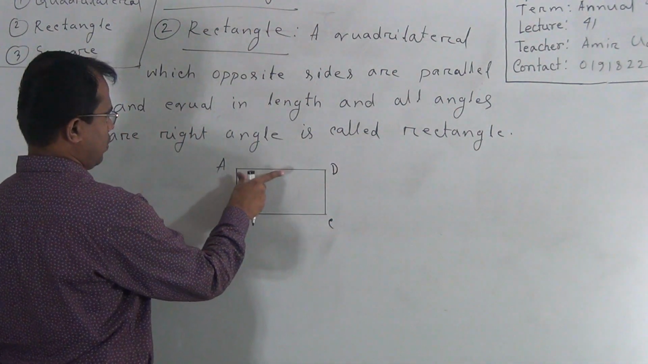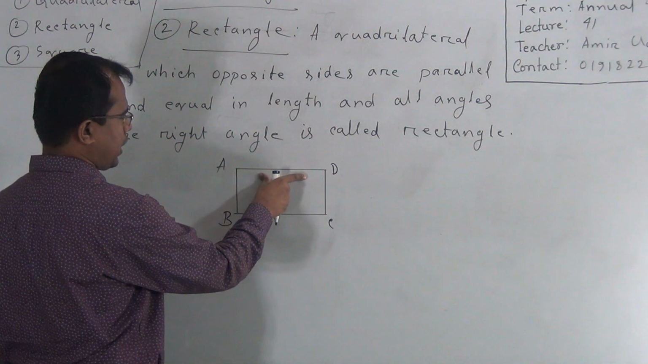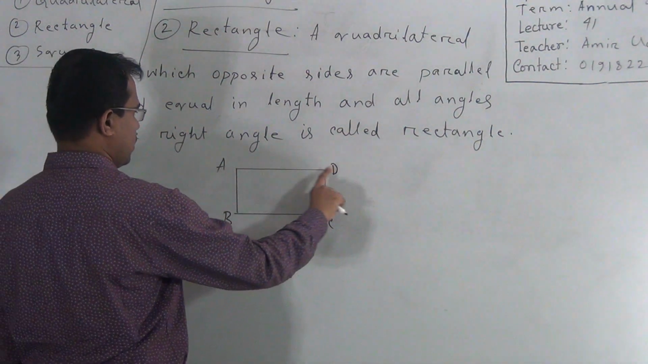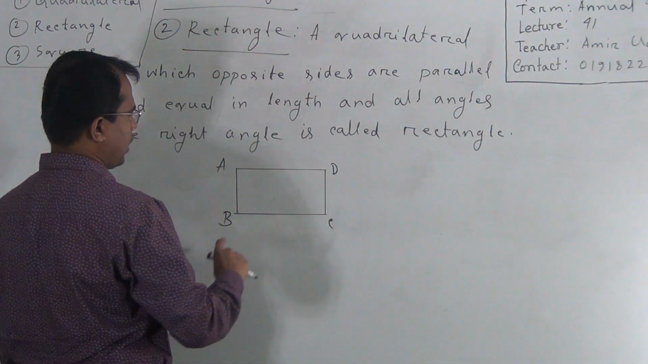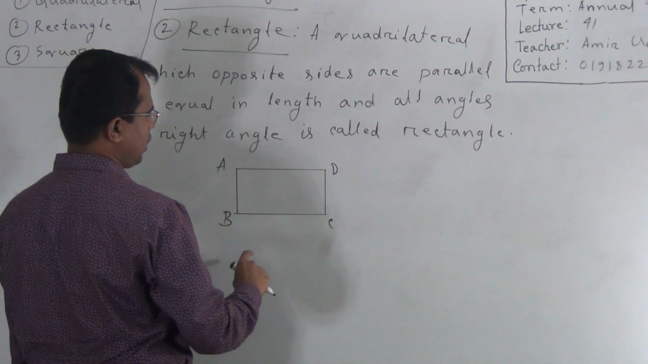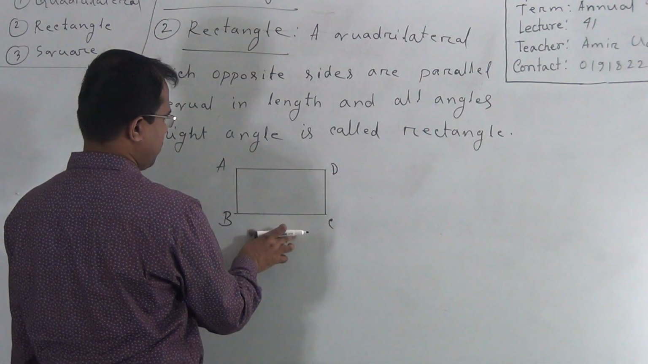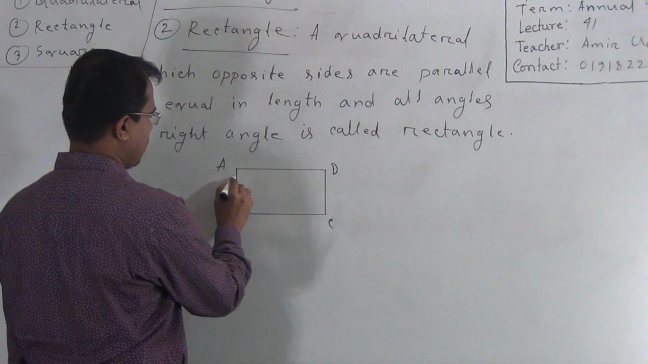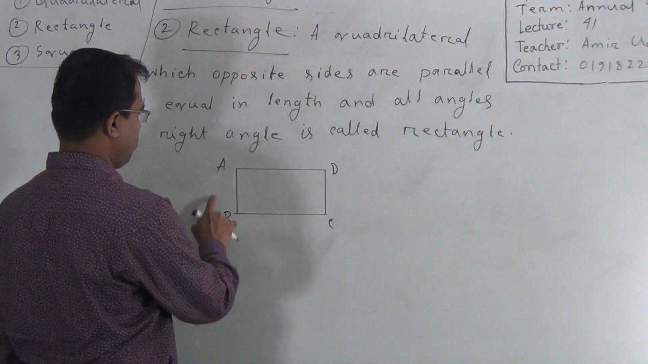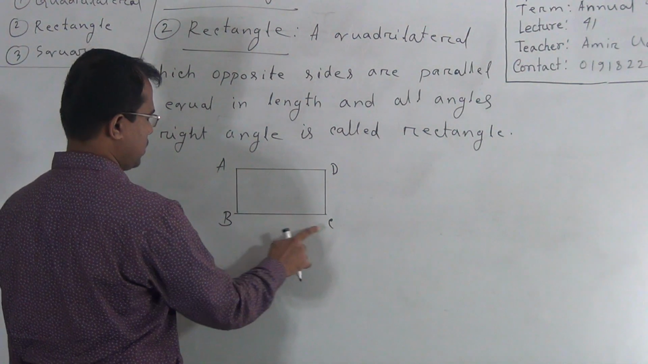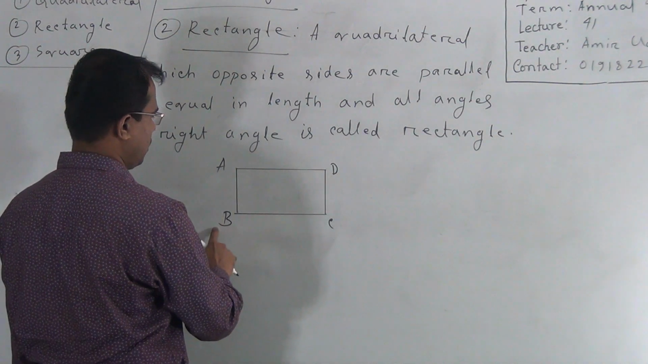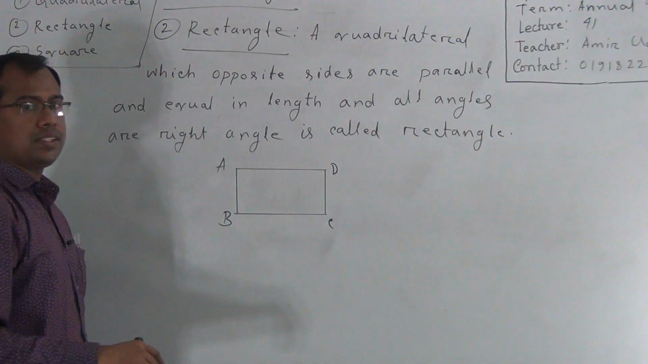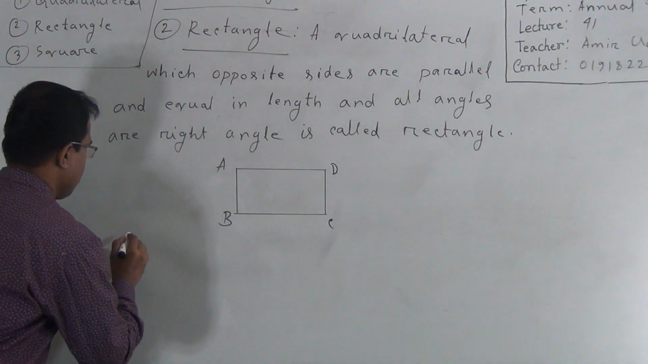In this figure, BC is the opposite side of AD, and AD and BC are equal in length, and CD is the opposite side of AB, and AB and CD are also equal in length. AD and BC are parallel, AB and CD are also parallel, and all angles are right angle, that means 90 degree. Here BAD is 90 degree, ABC is 90 degree, ADC is 90 degree, and BCD is also 90 degree. So we can say that in the above figure ABCD is a rectangle.